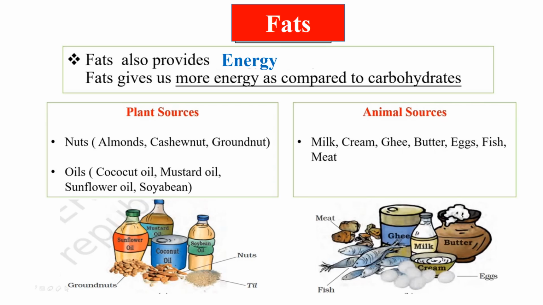Now, what are the sources of fats? Mainly 2 sources, one from plants and another from animals. From plants, like nuts such as almonds, cashew nut, groundnut, and oils from plants like coconut oil, mustard oil, sunflower oil, soybean oil. These are all extracted from plants, that's why the source is plant. Next, animal sources include milk, cream, ghee, butter, egg, fish, meat. These all come under animal sources of fat.